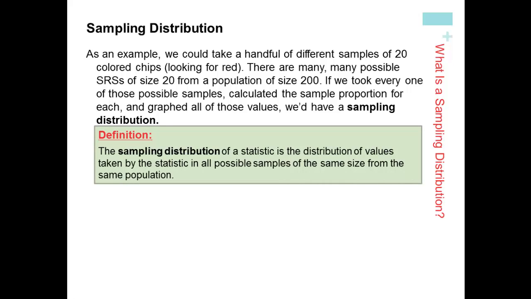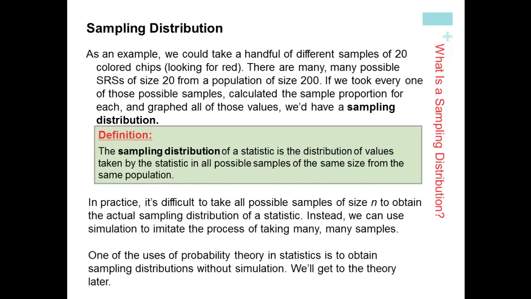Definition of sampling distribution. The sampling distribution of a statistic is the distribution of values taken by the statistic in all possible samples of the same size from the same population. In practice, it's difficult to take all possible samples of size n to obtain the actual sampling distribution of a statistic. Instead, we can use simulation to imitate the process of taking many samples. One of the uses of probability theory in statistics is to obtain a sampling distribution without doing this simulation. We'll get to that theory later.